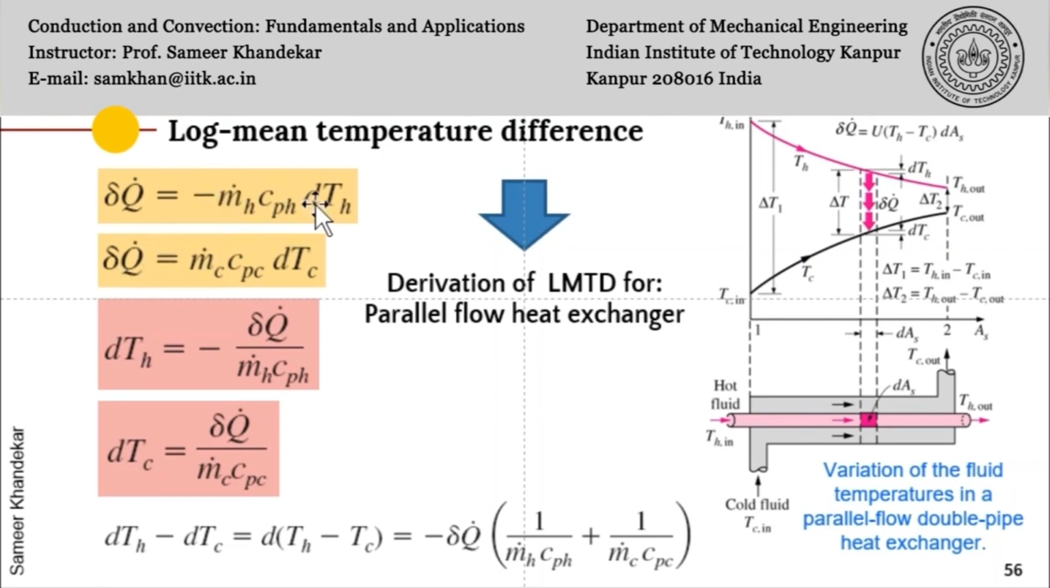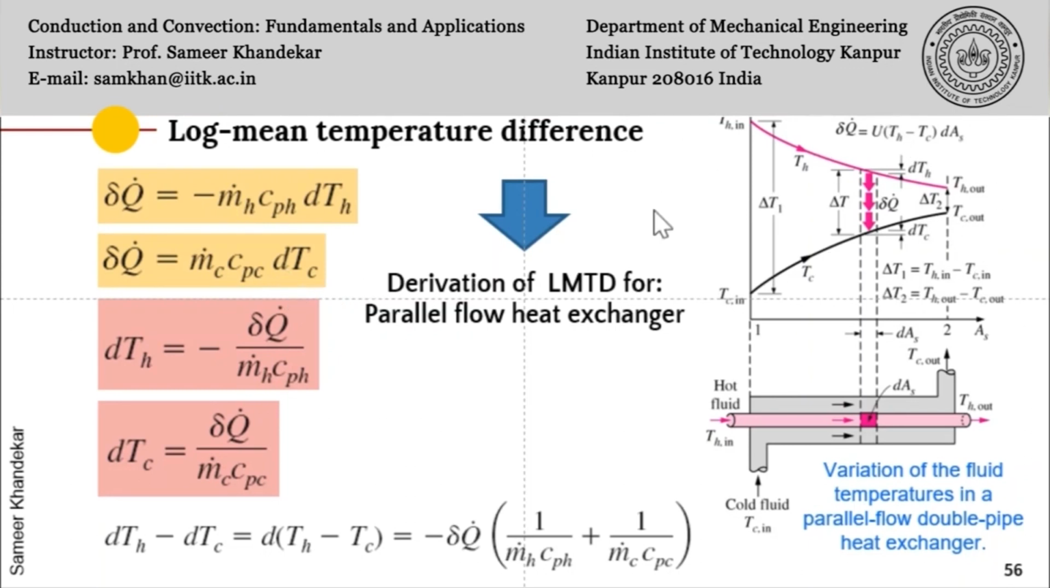This heat is now taken fully by the cold fluid. So you can write for the cold fluid delta Q dot is equal to m dot Cpc into dTc, where c represents the cold fluid.